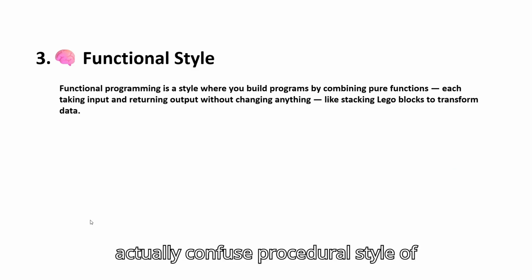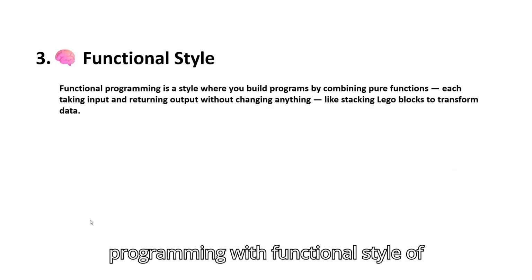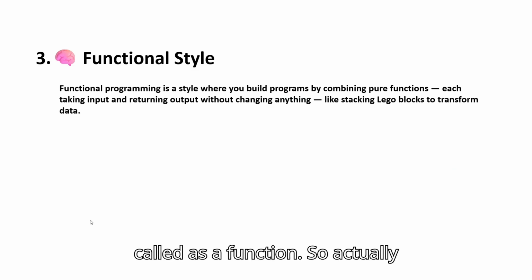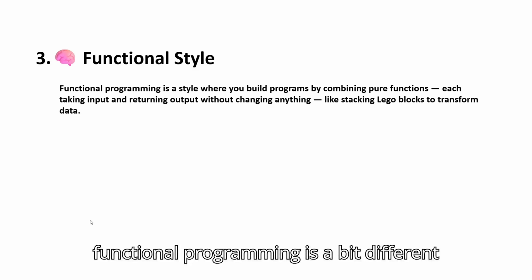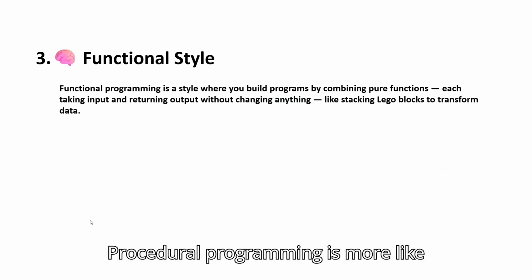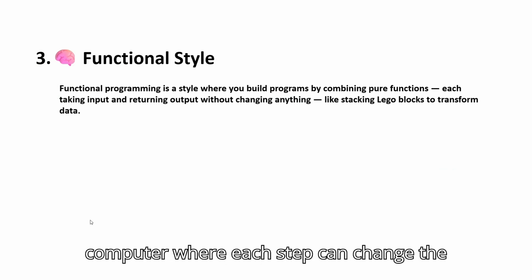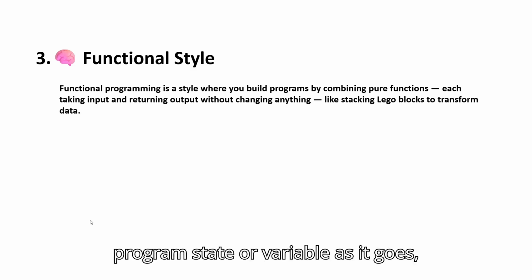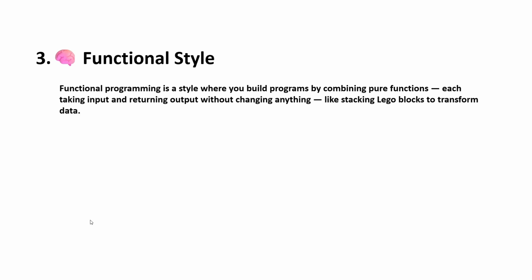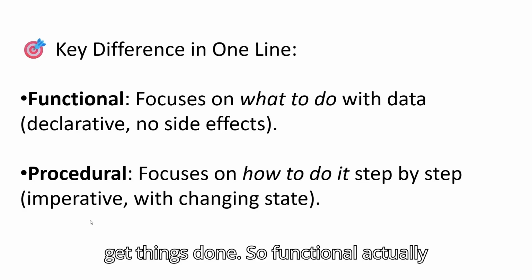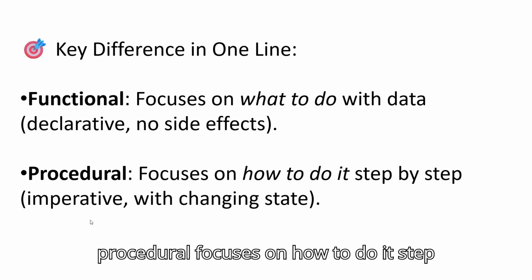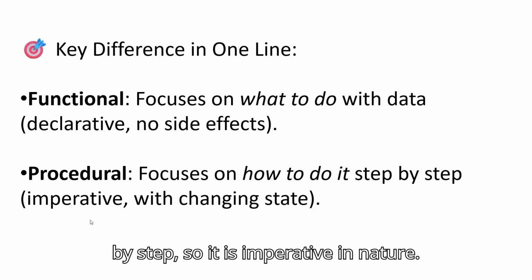Most people actually confuse procedural style of programming with functional style of programming, since a procedure is also called a function. Actually, functional programming is a bit different than procedural programming. Procedural programming is more like giving step-by-step instructions to the computer, where each step can change the program state or variable as it goes. Whereas functional style of programming is more like using the functions to get the things done. Functional focuses on what to do with data, so it is kind of declarative in nature, and procedural focuses on how to do it step by step, so it is imperative in nature.